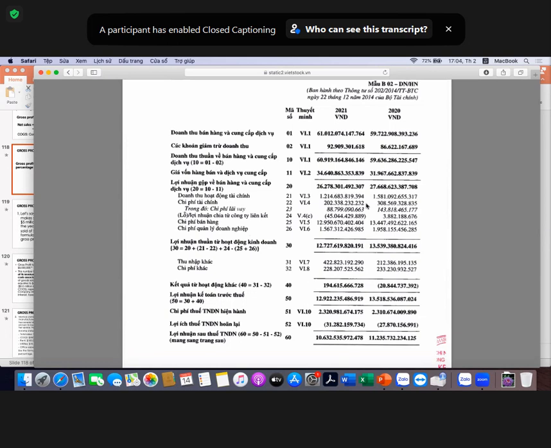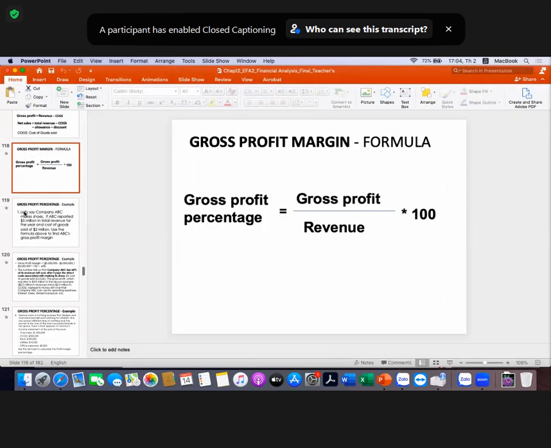Vinamilk has 43.14 đồng of revenues left over after paying cost of goods sold. And the same in 2020, it has 46.19 đồng of revenues left after paying cost of goods sold. Now, that is the gross profit margin.